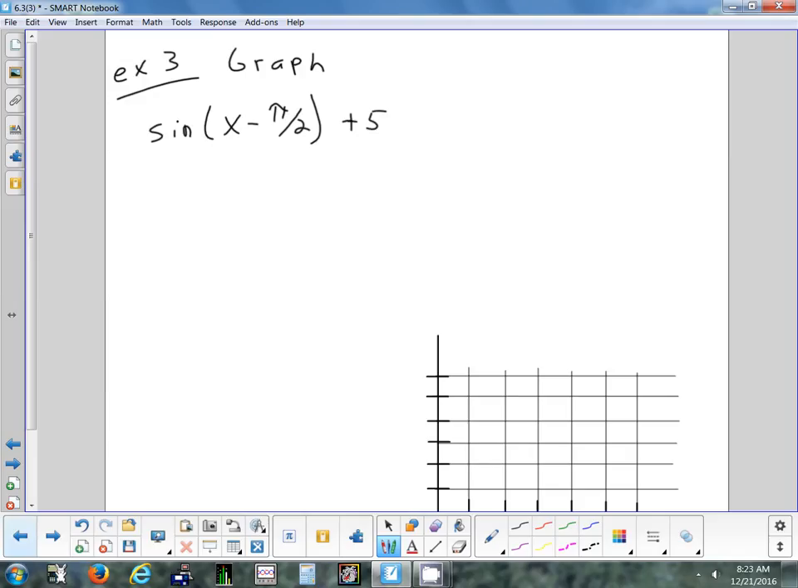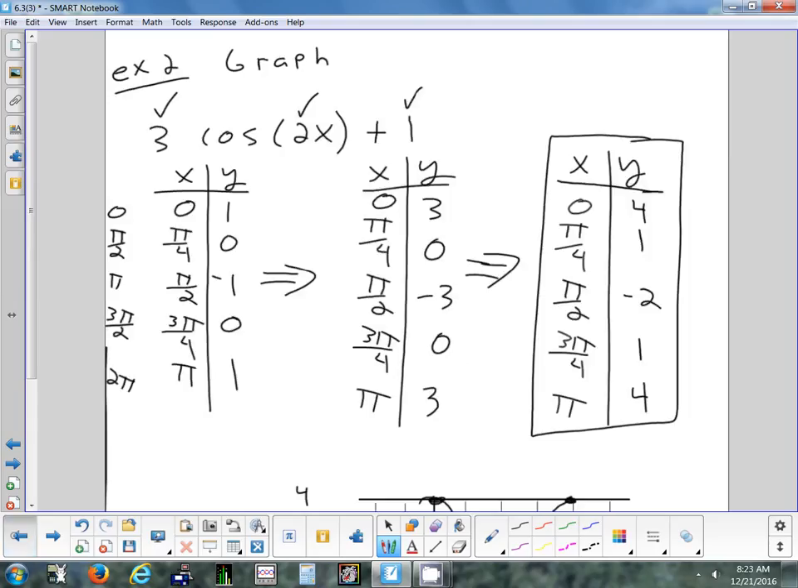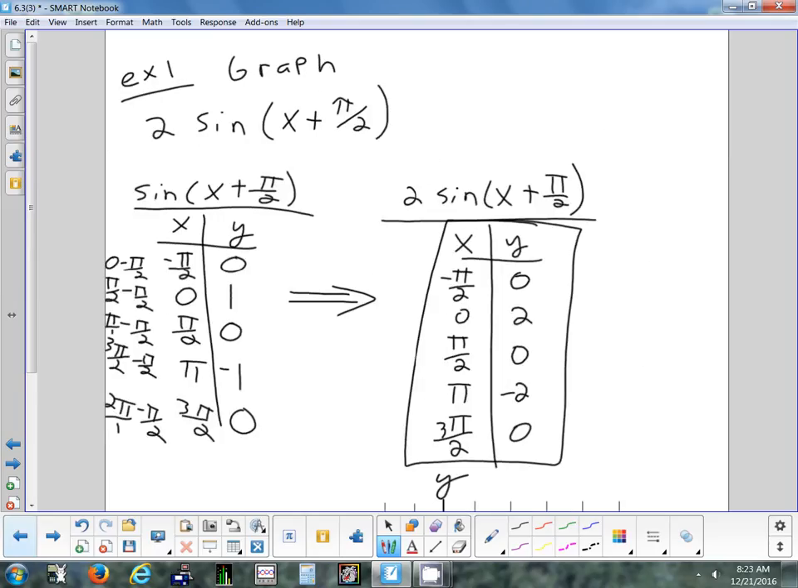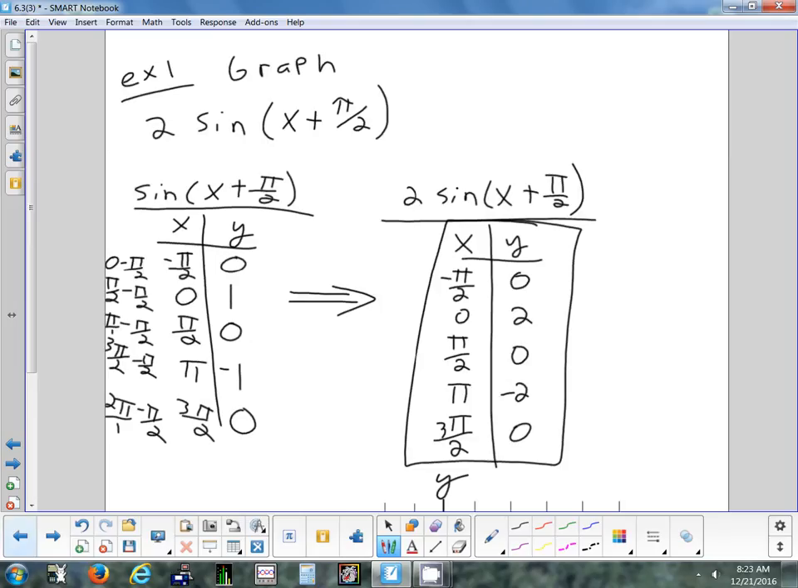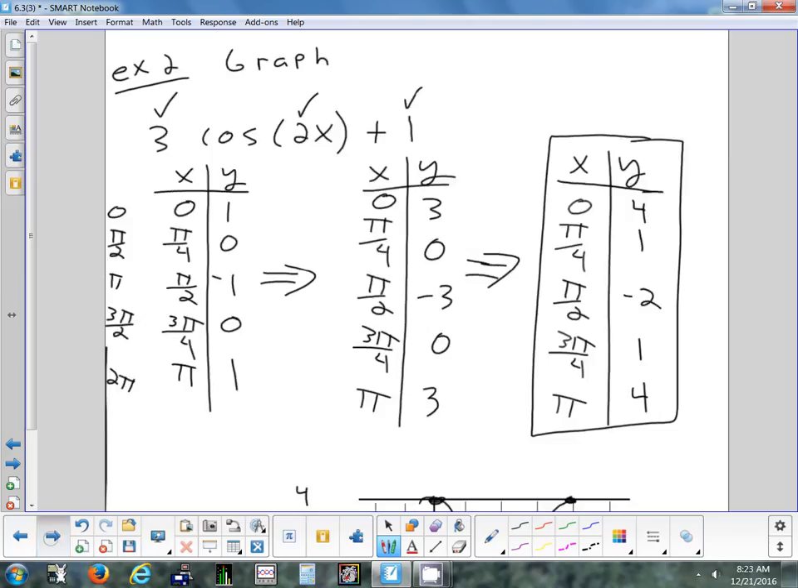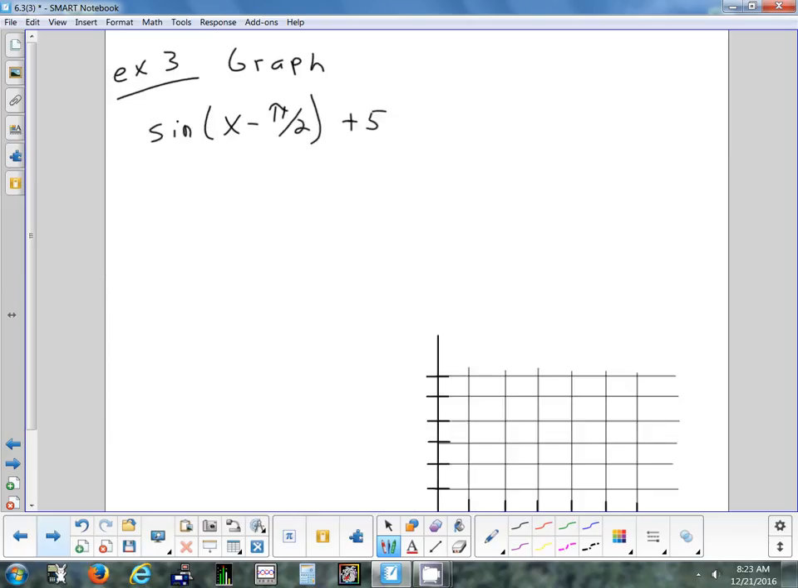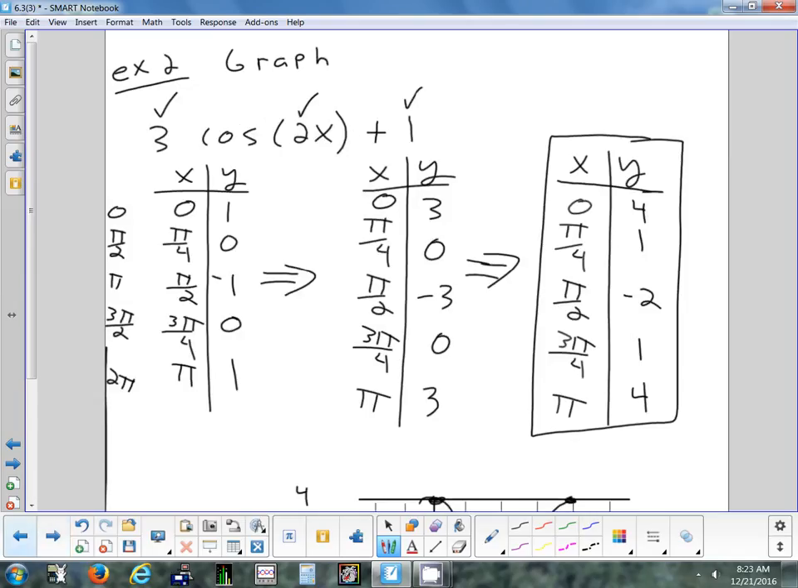All right, does anyone think they need to see one with a phase shift and a vertical shift? I don't think we did one exactly like that. This one had the vertical shift, but it didn't have a phase shift. This one has a phase shift, but it had an amplitude change, so it was a little different. But any questions on how you do one like this? Okay. How about one if I gave you all 4 transformations, like if there was a phase shift in this problem? Any questions on how you would do that?